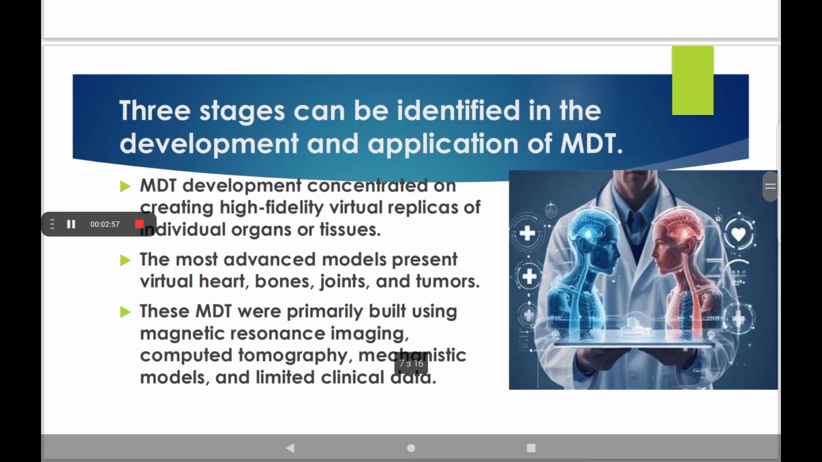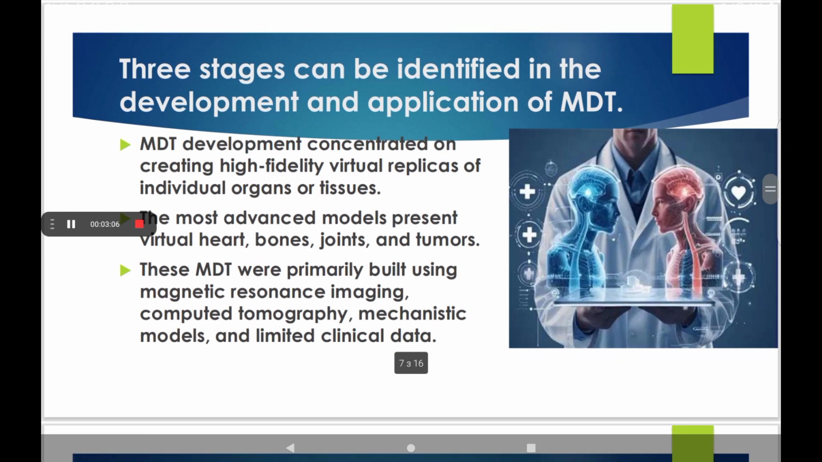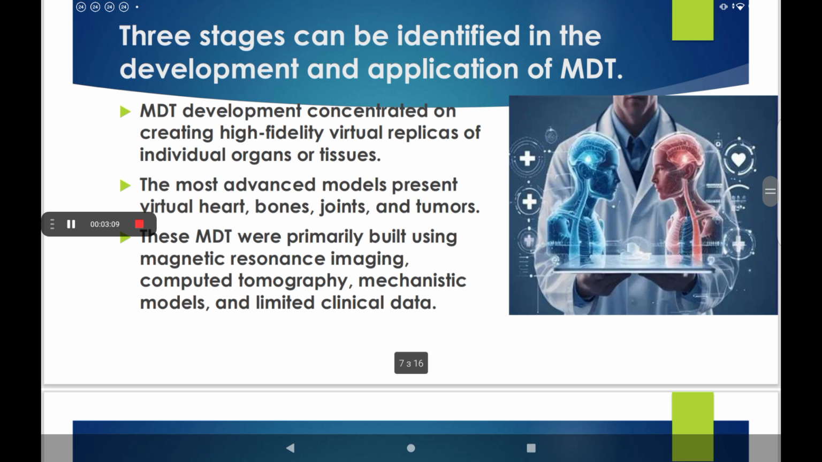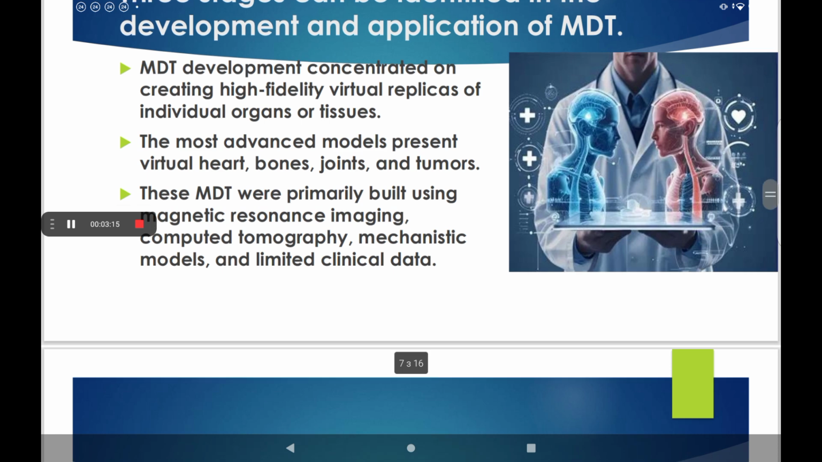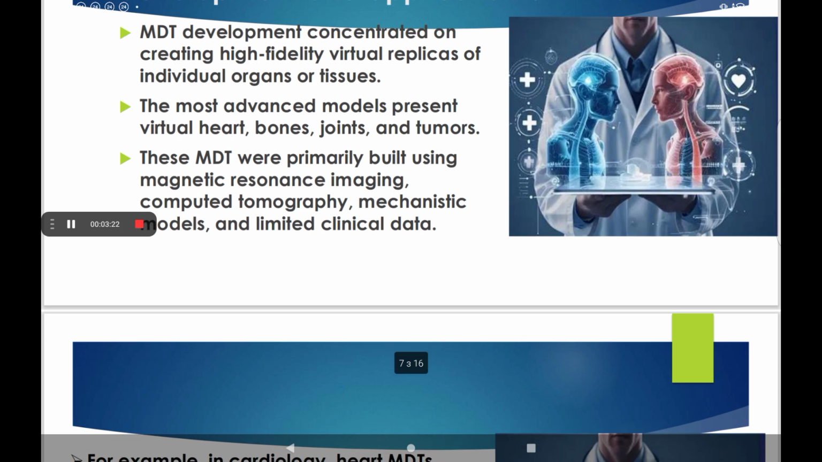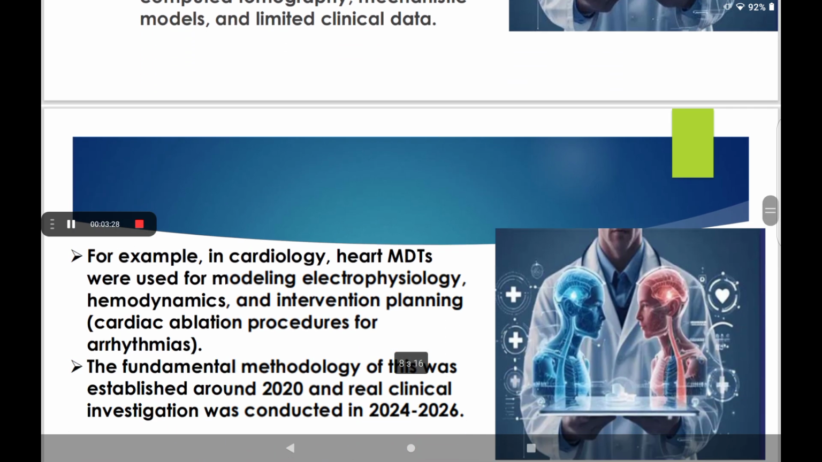Medical digital twin development concentrated on creating high-fidelity virtual replicas of individual organs or tissues. The most advanced models presented virtual heart, bones, joints, and tumors. These medical digital twins were primarily built using magnetic resonance imaging, computed tomography, mechanistic models, and limited clinical data.